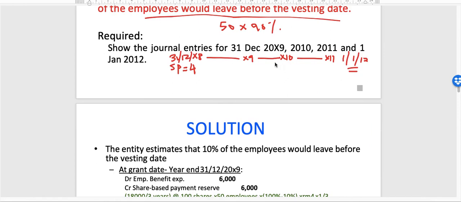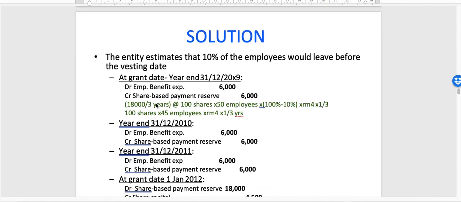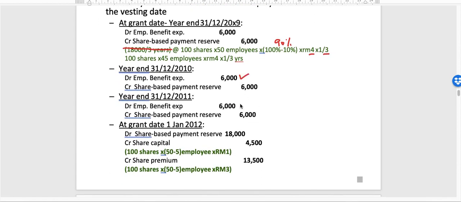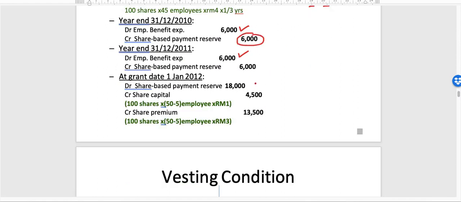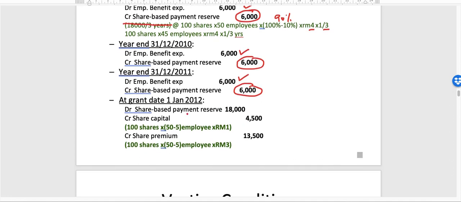So when you calculate for each year, 2009, 10, 11, it is basically 100 shares to 50 employees, but because only 10% will leave, that means leaving only 90% here, times the share price, times the first portion of the vesting period, the first year, so 1/3. And the same expenses are incurred for each of the 3 years, 6,000, 6,000. But the reserve accumulates 6, plus 6, and another 6, so that means 18,000. So you will debit your reserve. This is the settlement date. So you will debit 18,000.